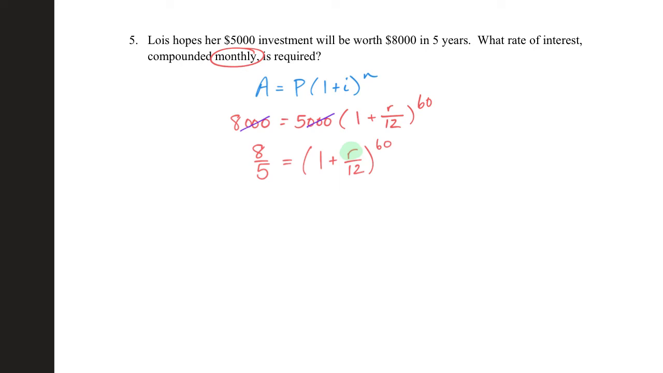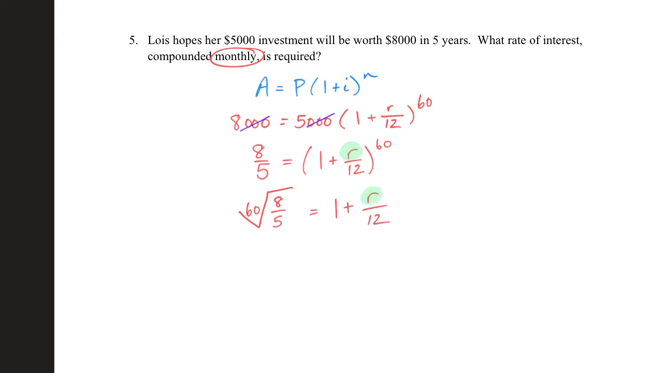So, first action to go through and isolate that R, I have to get rid of that exponent 60. Well, how do you get rid of an exponent 60? Well, if we're stumped on that, then I might say to you, imagine it was an exponent 2. How do you get rid of an exponent 2? Well, we just take the square root. Well, how do you get rid of an exponent 3? Well, we take the cubed root. Well, how do you get rid of an exponent 60? We need to take the 60th root of 8/5. And if I do that, then my exponent is gone.